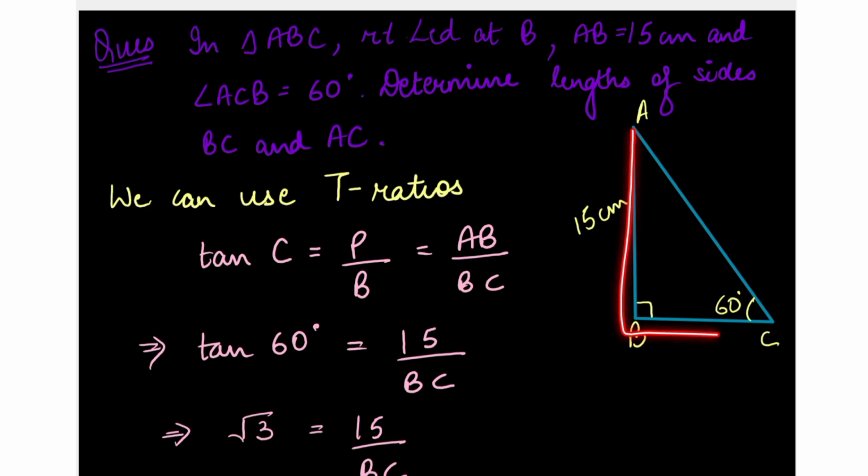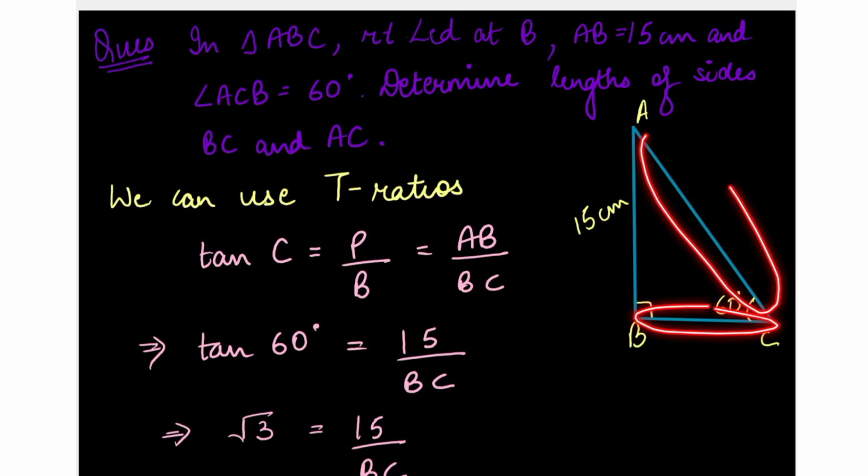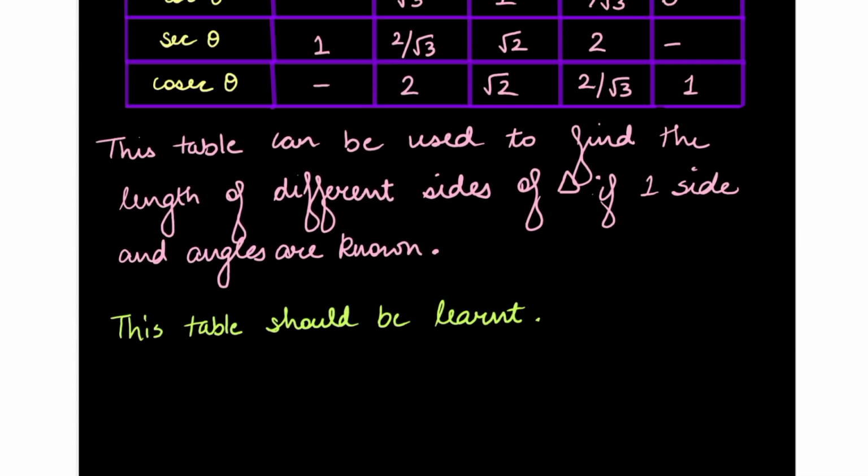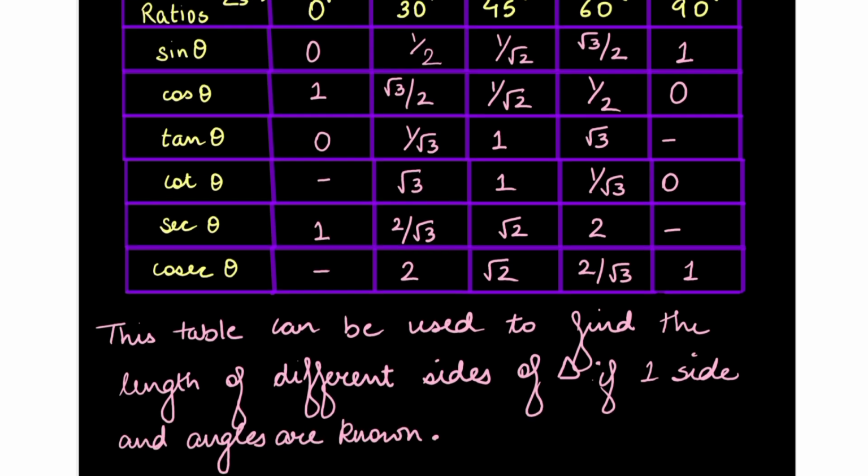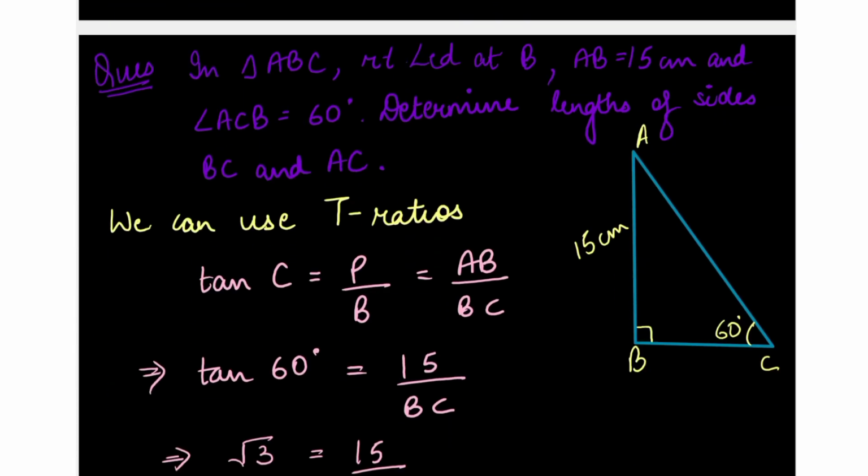So this is the right angle triangle, right angled at B. This side is given as 15 centimeters. This angle is 60 degree. This angle is 90 degree. So we need to find this side and this side. So here we can make use of the table above. This table is very helpful here. So let's see how.